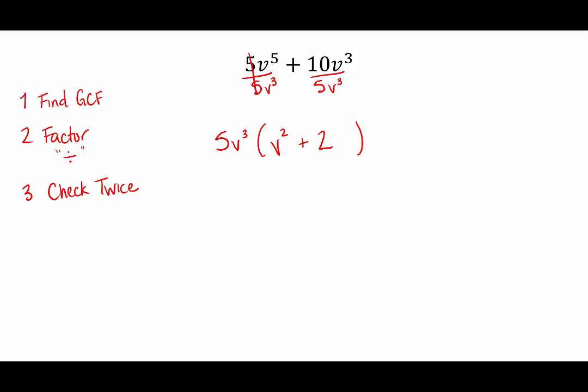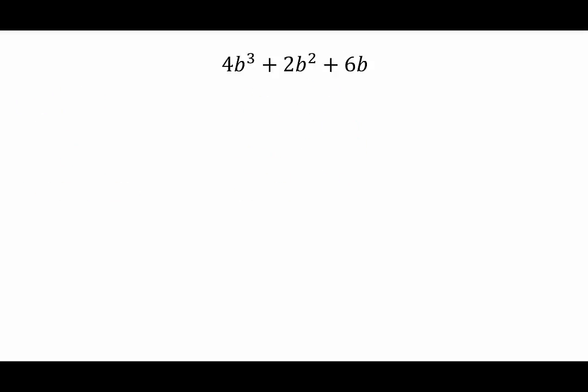Our second check is the distributive property. So draw on your arrows to remind you to distribute to both terms and to multiply. So 5v cubed times v squared would be 5v to the 5th. Exponent properties say to add the exponents. 3 plus 2 would be 5. And then 5v cubed times 2, multiply the coefficients. 5 times 2 is 10. And then v cubed. Does that match my original? Yes, it does. So we can take confidence again that we factored it correctly.